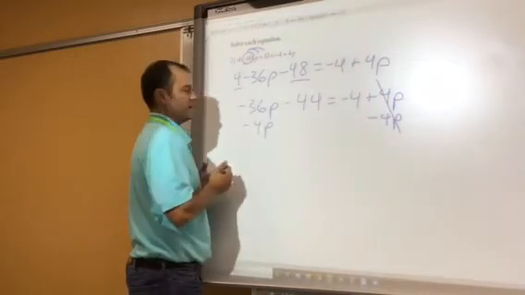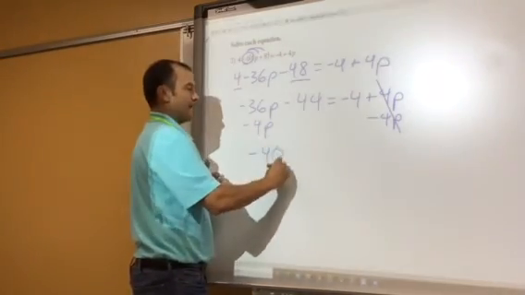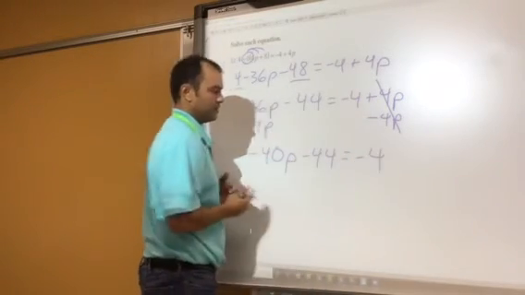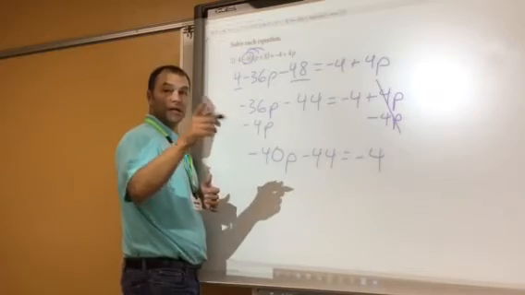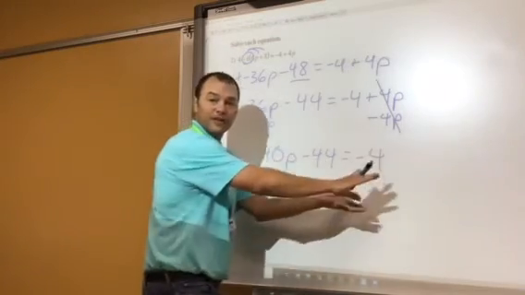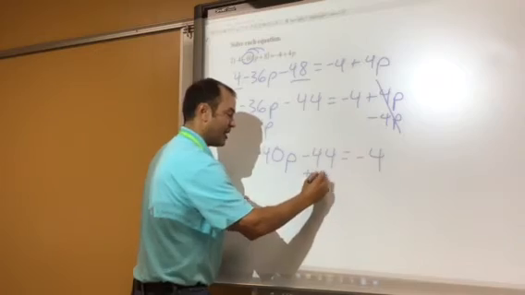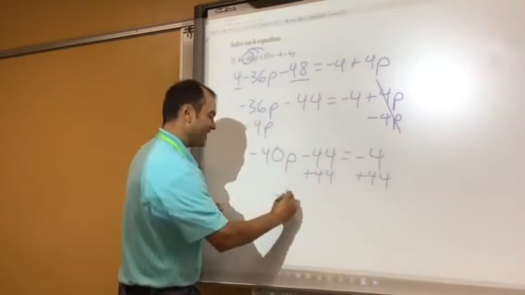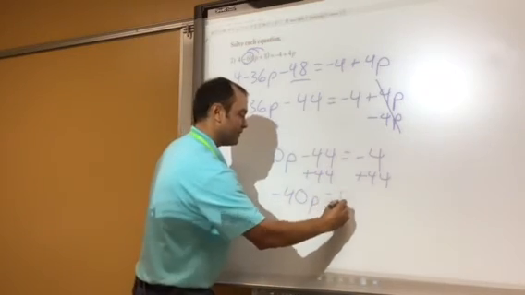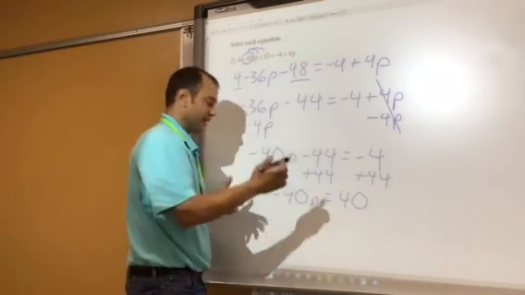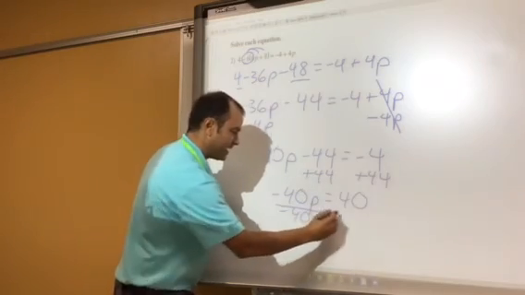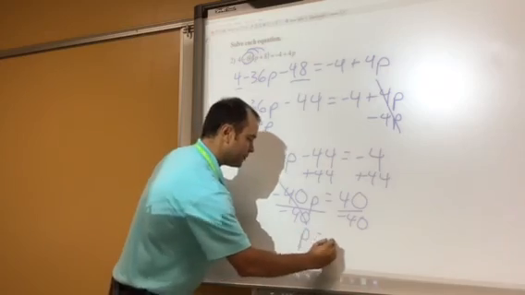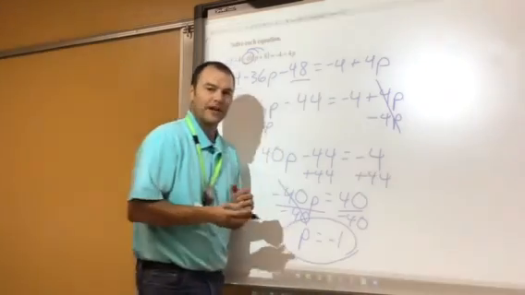This cancels out. This gives me -40p minus 44 equals -4. Mr. Reusser said add 44 to both sides. He is correct. Good job. So we're going to add 44 to both sides. That gives me -40p equals 40. And yes, correct, Mr. Reusser, we are going to divide by -40 on both sides as well. That cancels out. We get P equals -1, and that is your final answer.